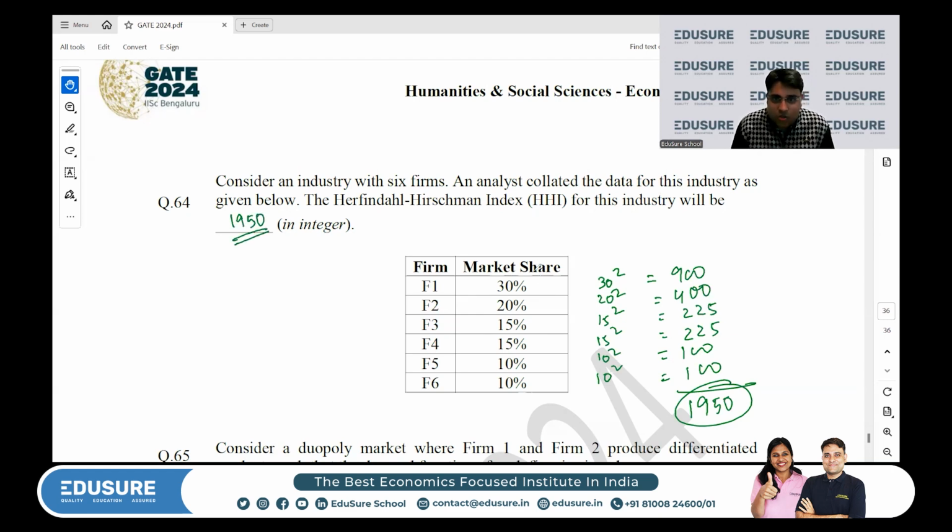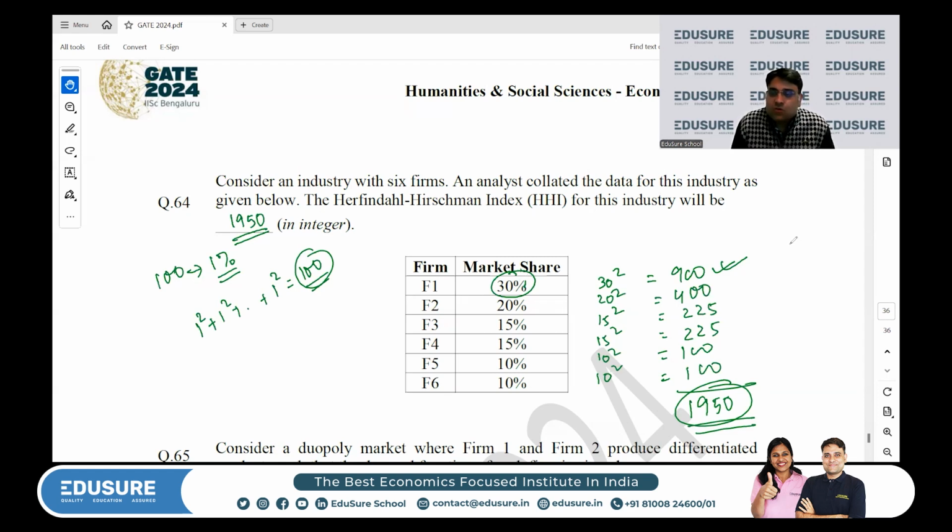1950 is my answer. If there had been 100 firms, each having only 1% market share, then 1 square is 1, so the HHI would be 1 square plus 1 square, 100 times, which is only 100. But here, since I have a firm with a 30% market share, the square of it is 900 in itself. So the HHI is very large with a larger concentration in a few firms.